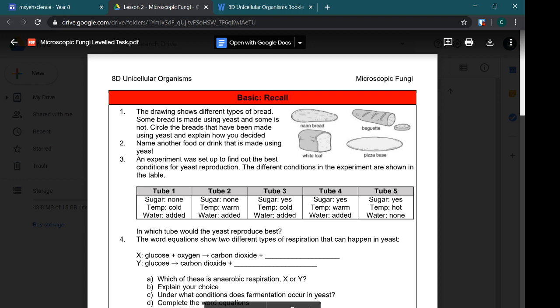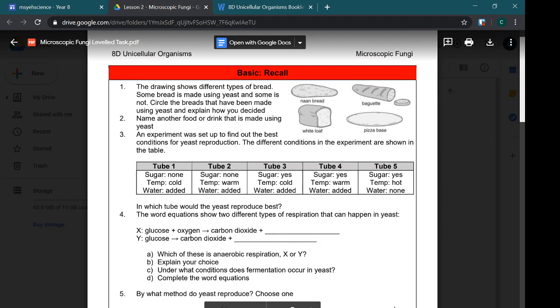Once again, this is completely optional additional work. The bare minimum that you have to do is your Seneca, the quiz that is going to be put up on Show My Homework after Easter, which is basically our topic test. And also we're going to be looking at the mini projects that you do for Mr. Durston. But this is just for additional practice, and I'm going to be going over the answers to this.